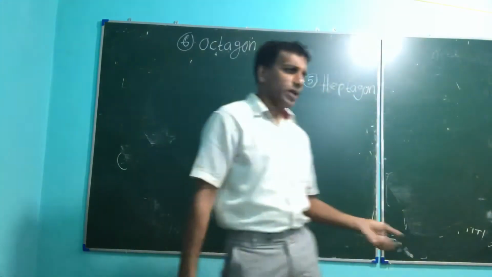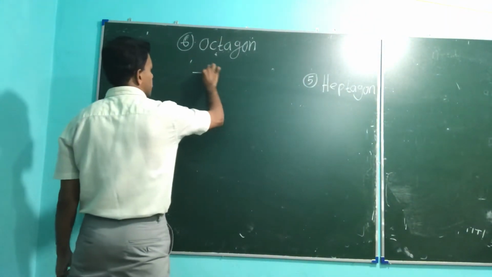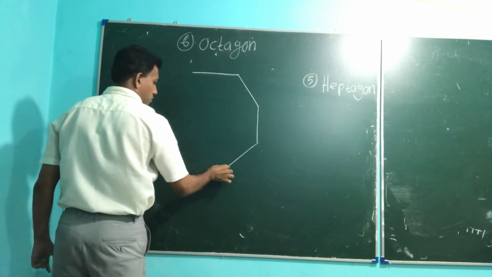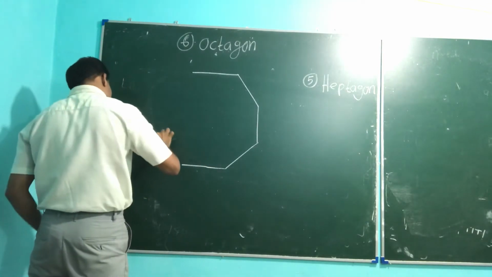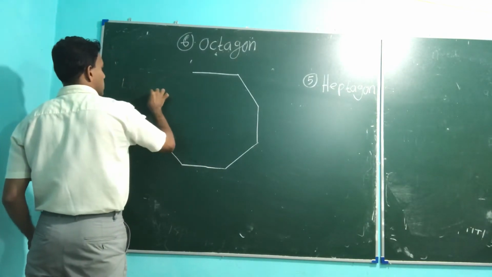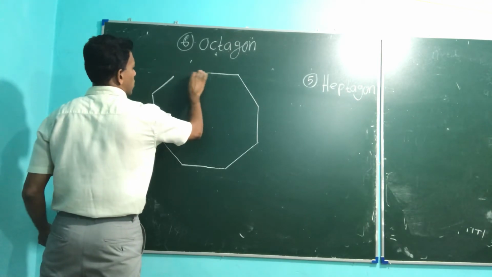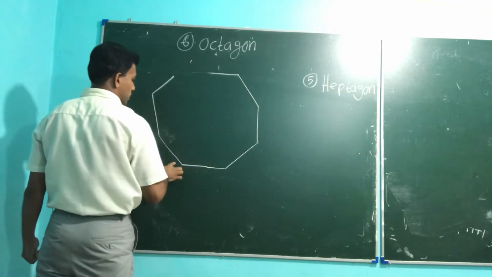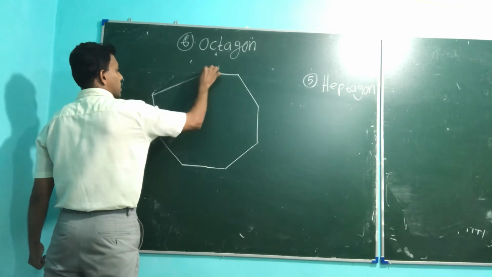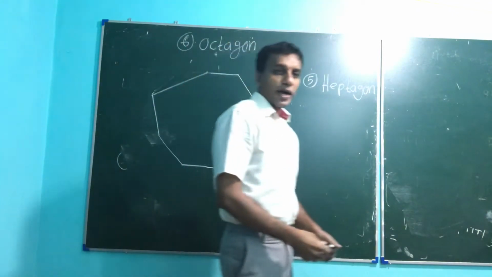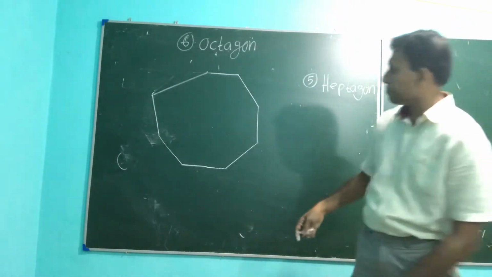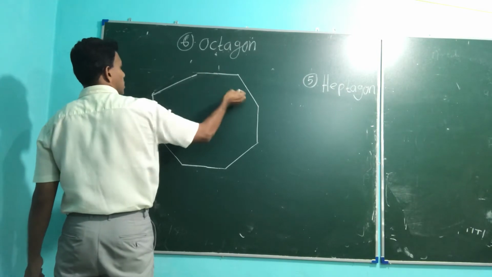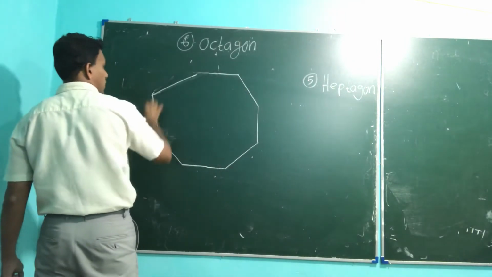So octagon, I draw a diagram of an octagon. See here, 1, 2, 3, 4, 5, 6, 7, 8. Out of the 8, okay, here 1, 2, 3, 4, 5, 6, 7, 8. Check. I don't like these 8 sides, okay, draw nice diagrams and complete it. 1, 2, 3, 4, 5, 6, 7, 8, okay, that's correct.